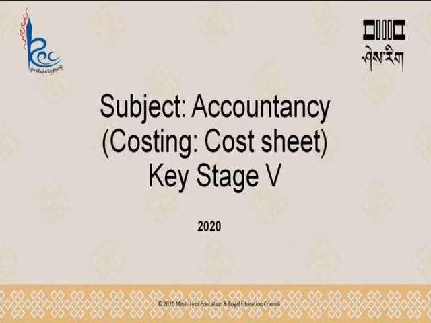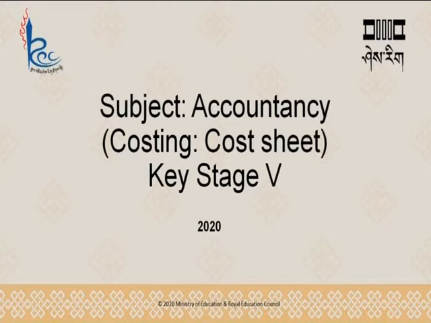This is accountancy lesson for key stage 5 on the topic costing, and under the topic costing we have two, that is the store ledger and cost sheet. The store ledger I have already covered under the previous lesson, and for today I am going to talk on the second part, that is the cost sheet.